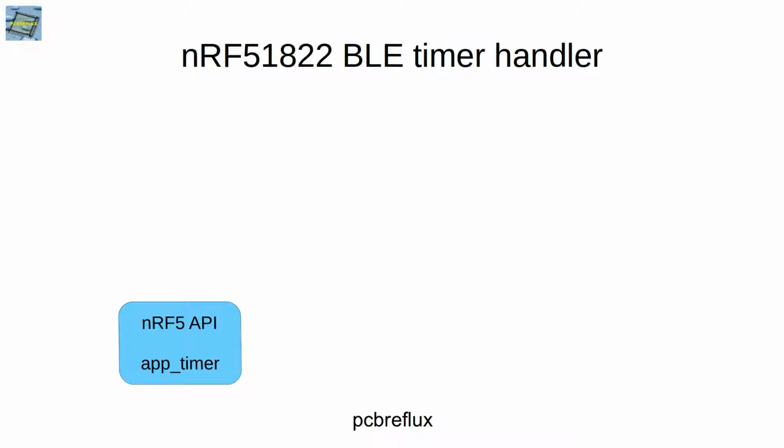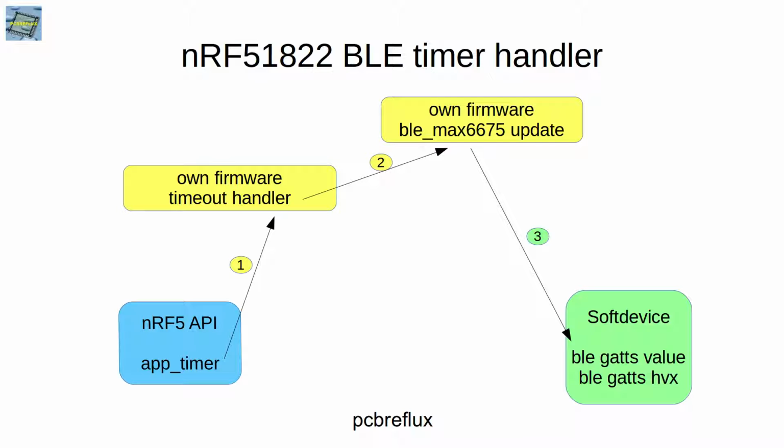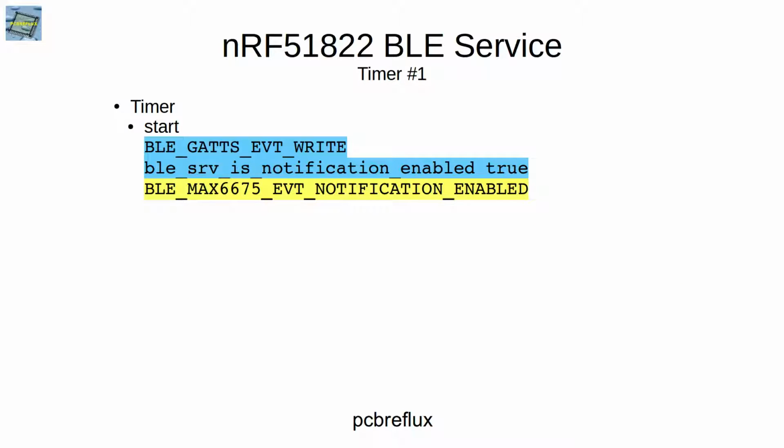On every timeout of our timer, we collect the sensor data and send them out via Bluetooth. In our Bluetooth update function, we set the values of our Bluetooth attribute table, and we send out the notification by setting the HVX parameter structure. Now let's go to the code overview.